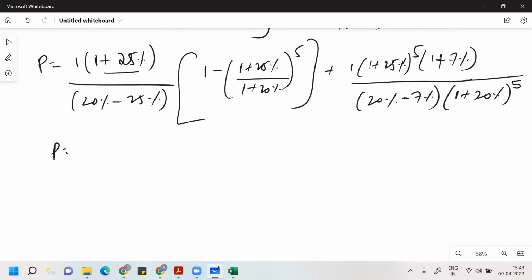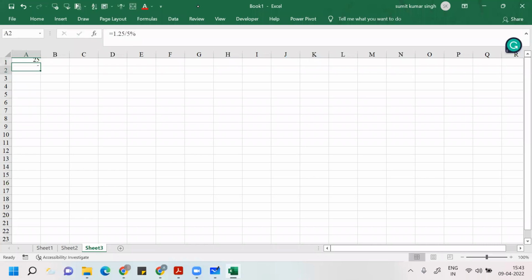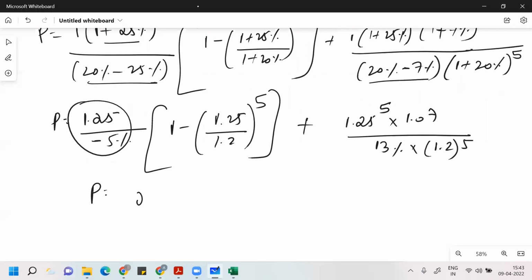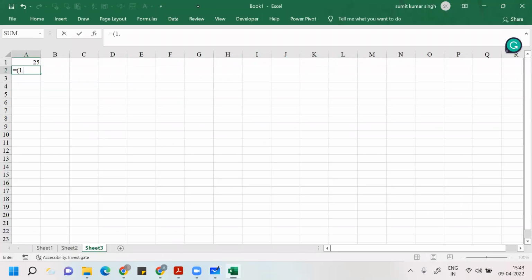The price: 1 plus 25% means 1.25, divided by 20% minus 25%, which means minus 5%. 1 minus 1.25 divided by 1.2 to the power 5, plus 1.25 to the power 5 into 1.07, divided by 13% into 1.2 to the power 5. So 1.25 divided by 5%, that is 25. This is 1 minus 1.25 divided by 1.2 to the power 5.